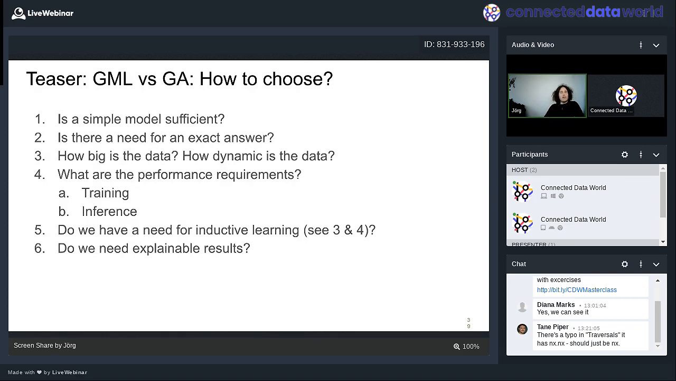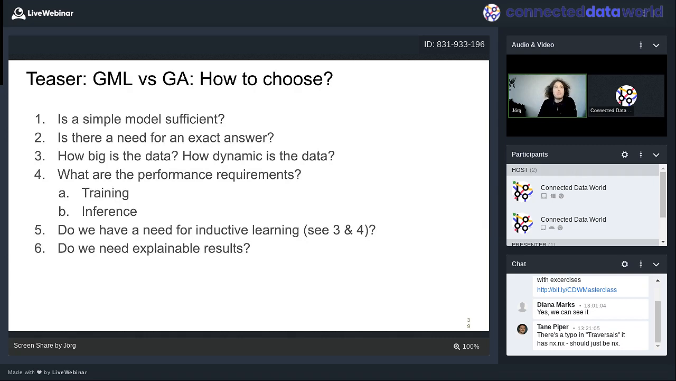Next question is then, where are the performance requirements? If we take a look at graph machine learning, this will actually be split into 2 phases. We have a training phase for training our model and then the inference phase. So in many scenarios where we can split those into 2 parts, an offline training part and an online inference part, we can get pretty quick results from graph machine learning models.